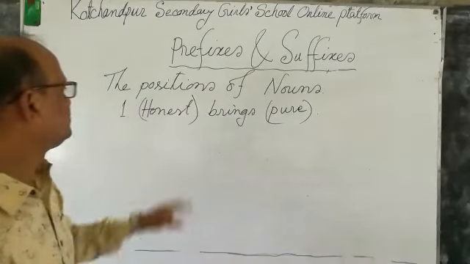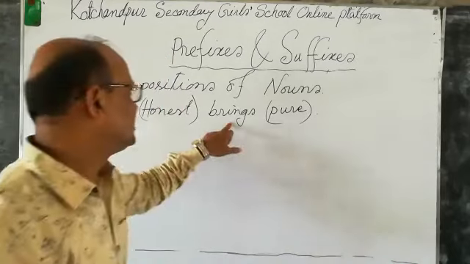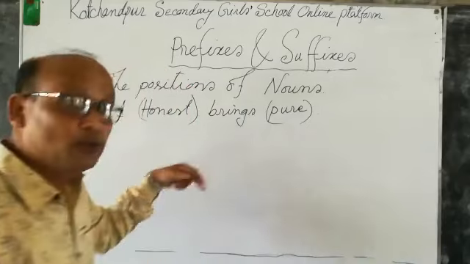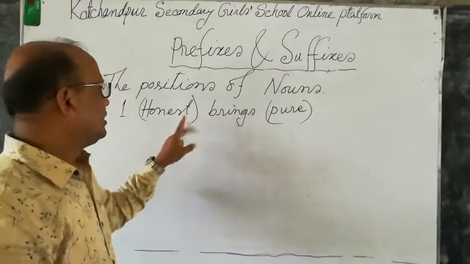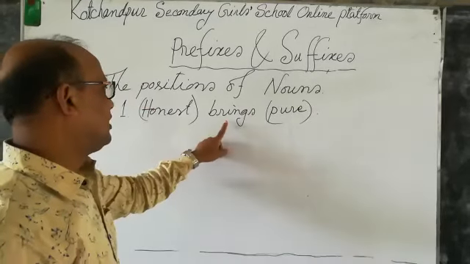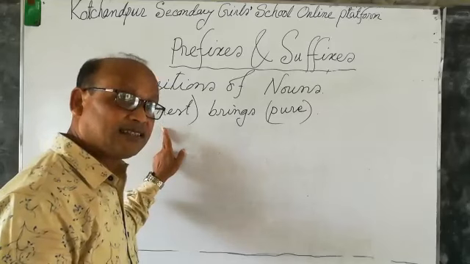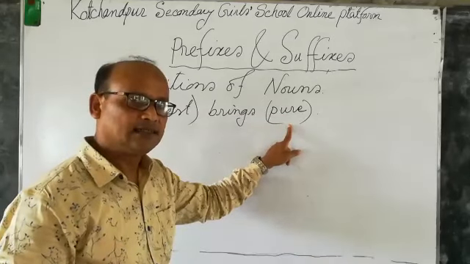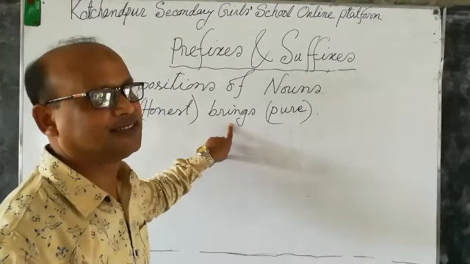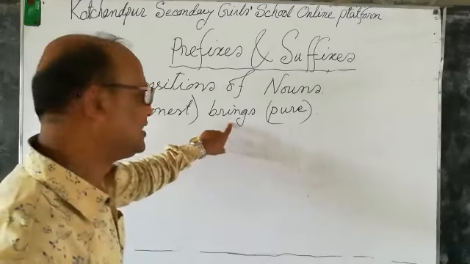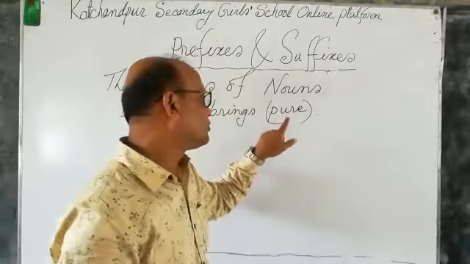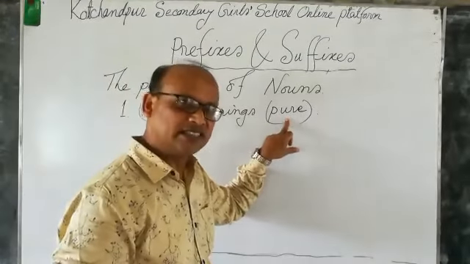Here, dear students, we have a sentence: honest brings pure. And we know nouns are used as subject, object, and complement of transitive verbs. So here, honest will be noun form, and the noun form of pure will be said here.